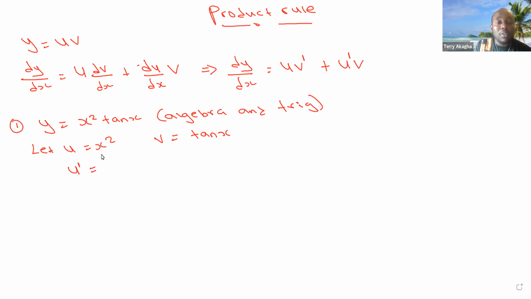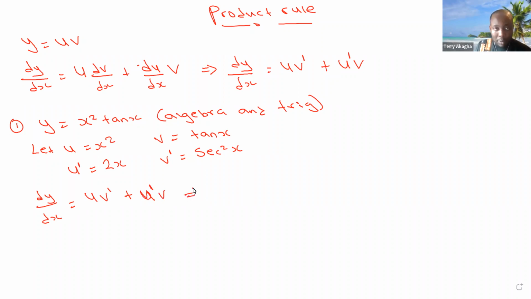Then I'm going to differentiate this. When you differentiate x squared, it's going to give you 2x. And when you differentiate tan x, remember, for those that have missed my video on differentiation or the standard derivative review, please go back and have a look. When you differentiate tan x, it's going to give you sec squared x. Now you're done. This is the most difficult part. And when you're done with this, you just need to put it into the formula and get it.